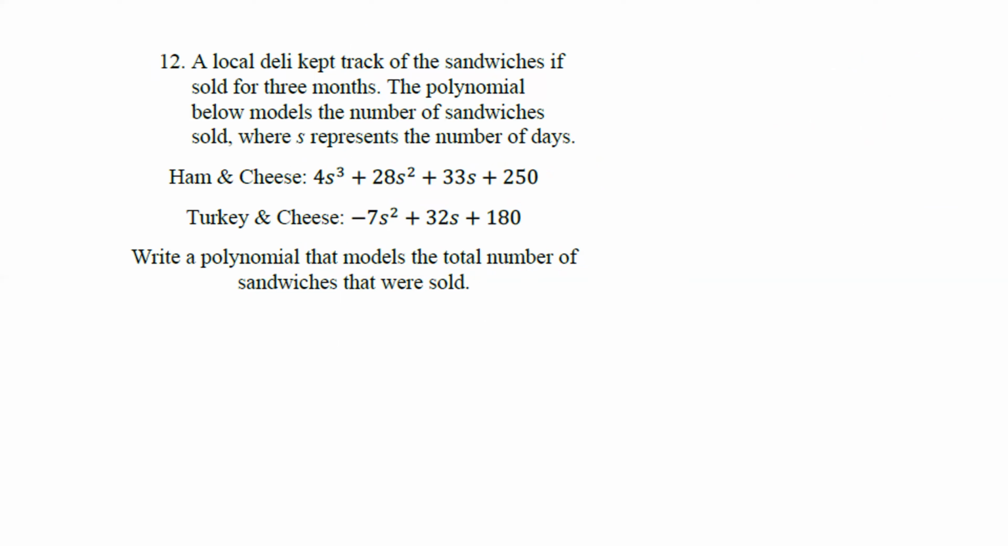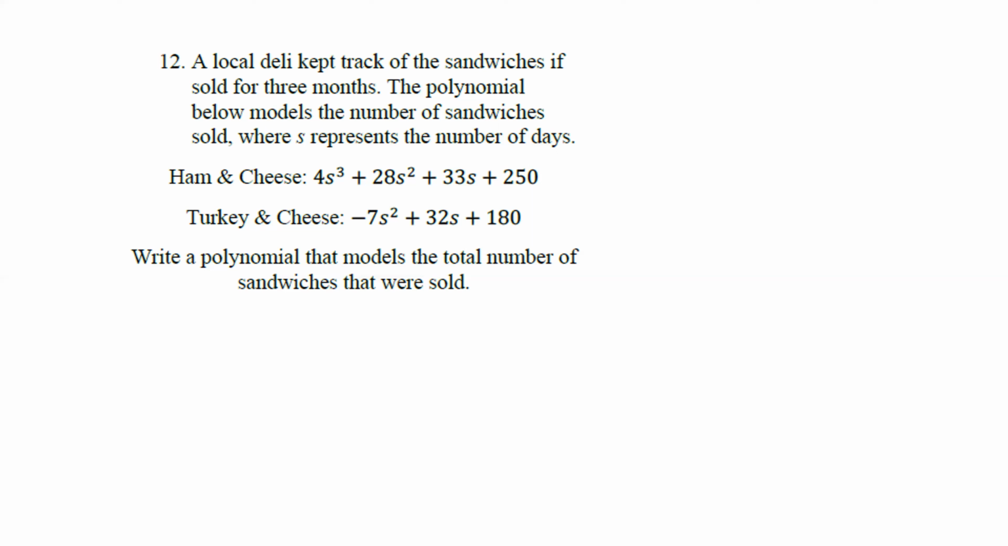All right. On 12, a local deli kept track of sandwiches. This is kind of an odd problem. Local deli kept track of sandwiches. If sold for 3 months, the polynomial below models the number of sandwiches sold, where S represents the number of days. So we have an equation for ham and cheese sandwiches, where S was the number of days. And we have an expression for turkey and cheese, where S was the number of days. Write a polynomial that models the total number of sandwiches that were sold.